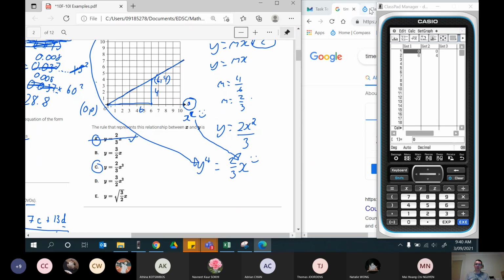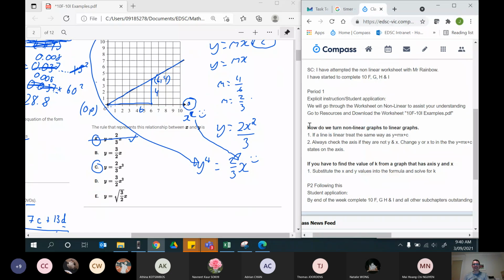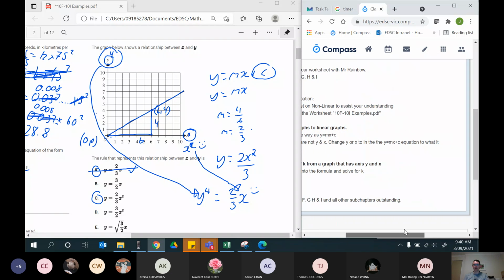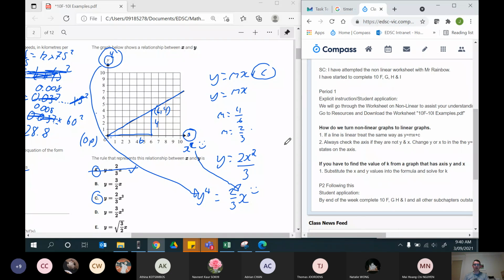So guys, what I'm going to refer you to is my other notes. How do we turn non-linear graphs into linear graphs? If a line is linear, treat it the same way as y equals mx plus c. Always check the axes if they are not x and y. Change y or x in the y equals mx plus c equation to what it states on the axis.